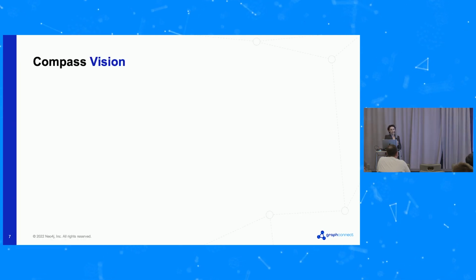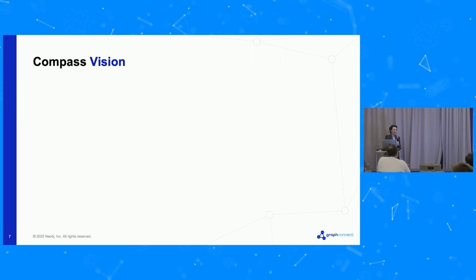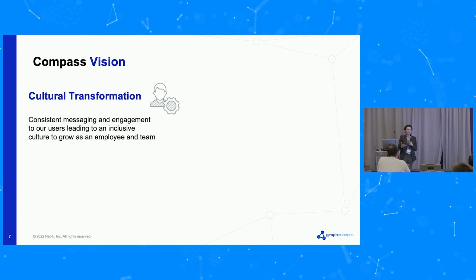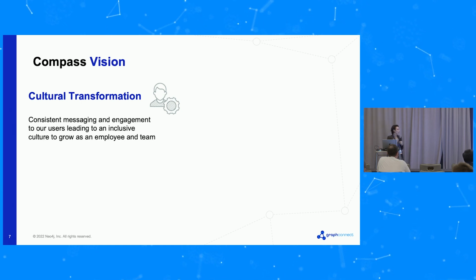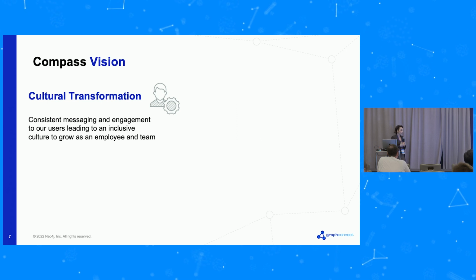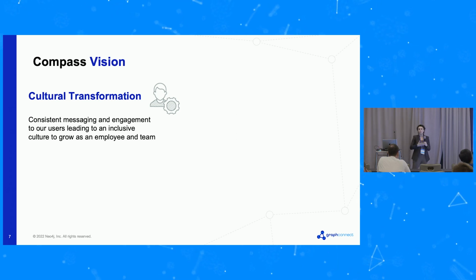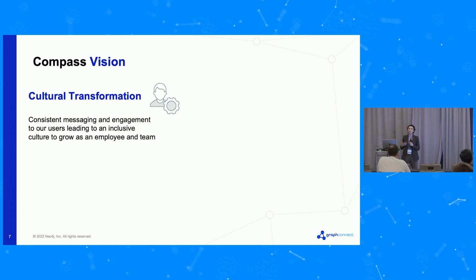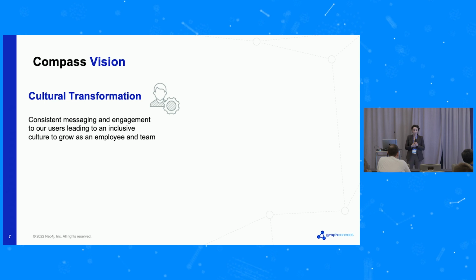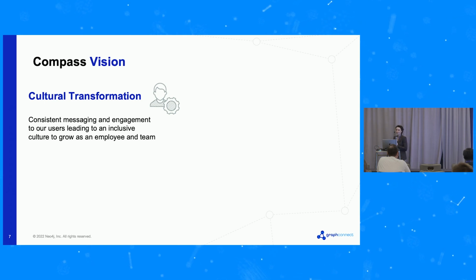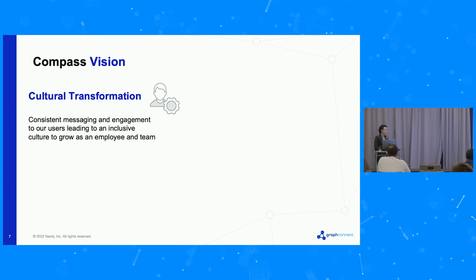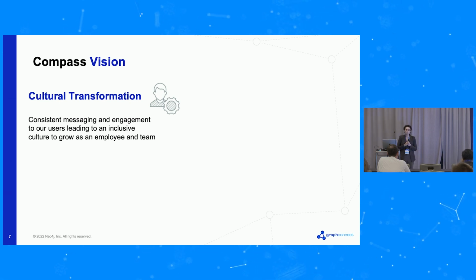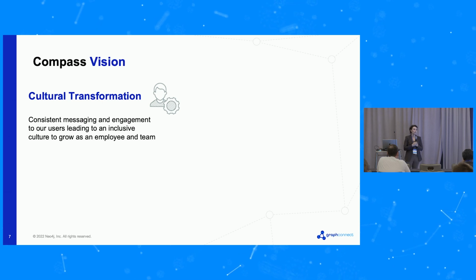As you saw, the first deliverable of Compass was the intranet. But the overall vision of what we're trying to do is around cultural transformation. I mentioned that we do have a fantastic culture, but there are unintended consequences of having a startup culture in a very large company. So we wanted to create more consistent messaging. We want to foster an inclusive culture where people feel like they're part of a larger team.